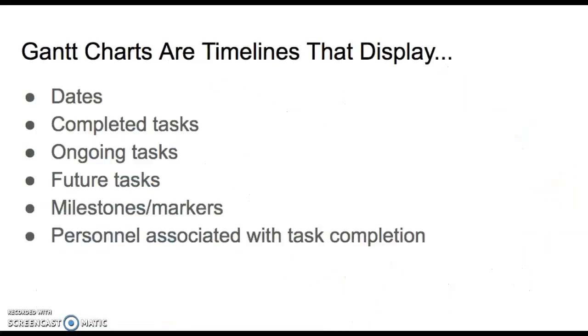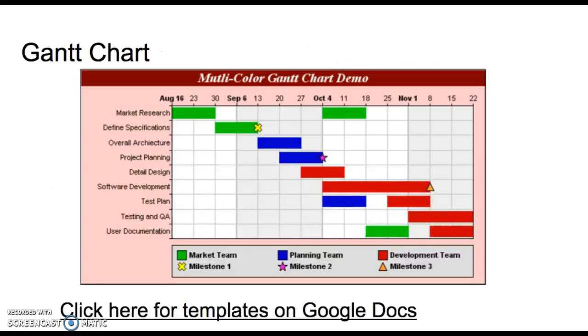Remember, Gantt charts, their purpose is to act as a timeline that displays dates, completed tasks, ongoing tasks, future tasks, milestones and markers, and then the personnel associated with task completion. And here's an example of a Gantt chart.